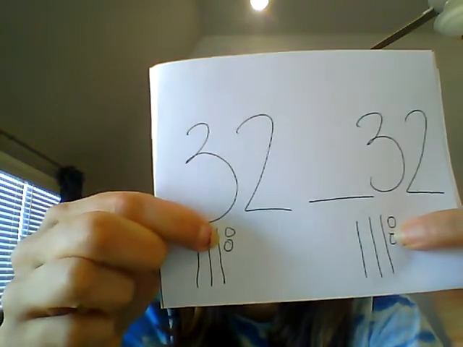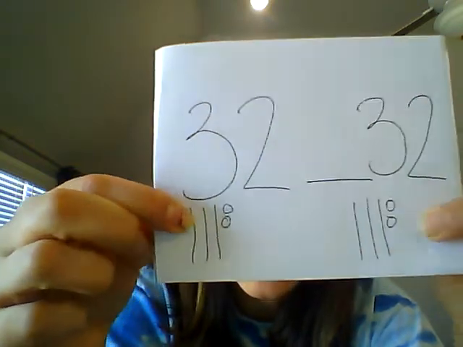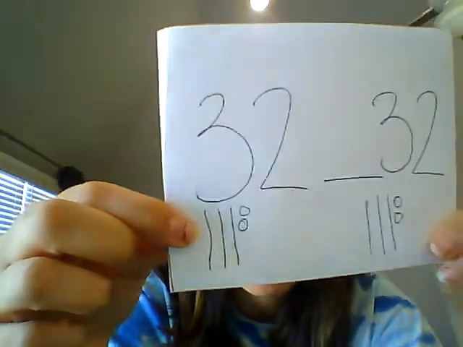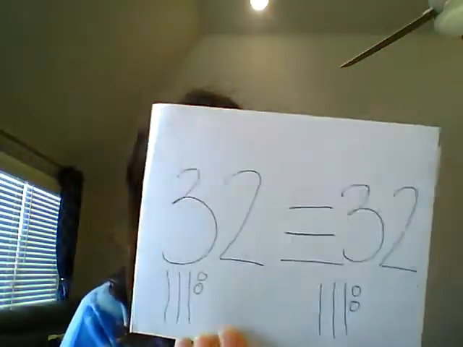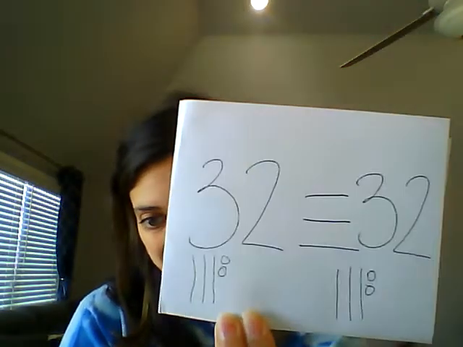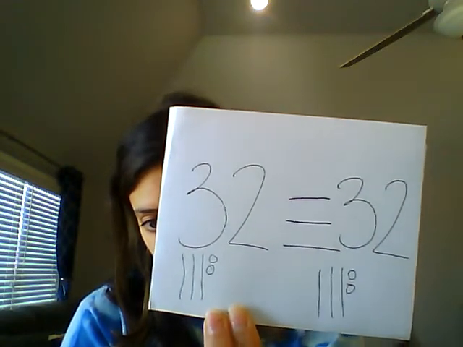2 ones. So what does that mean? They are what? Equal. Awesome. Equal. They are the same two numbers. So 32 is equal to 32. Awesome. I have 2 more.